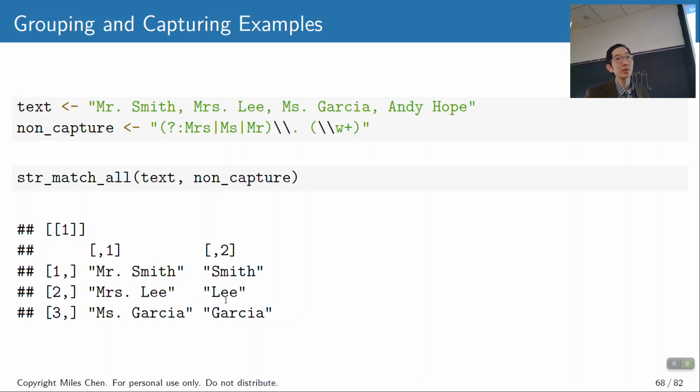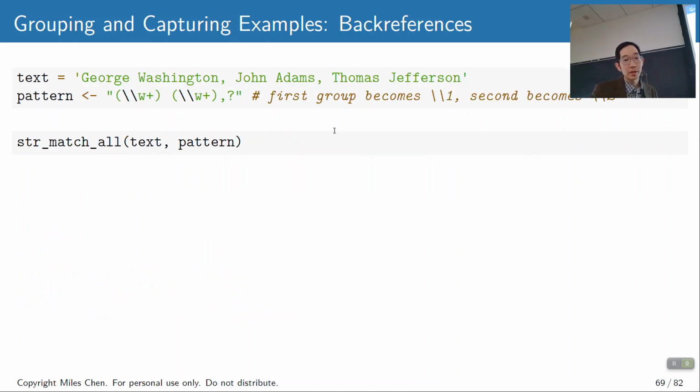The only capture group that we're saving is Lee. The only capture group that we're saving here is Garcia. So we have a non-capture group. This is still a grouped part that it's searching for, so it doesn't match Andy Hope. Even though we're not capturing it, it does have to match one of the things in this group, okay? So Andy Hope doesn't match, and we extract out only the portion that is in the capture group in the string match.